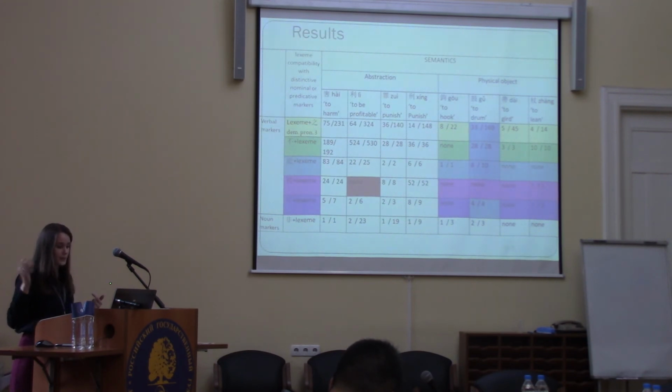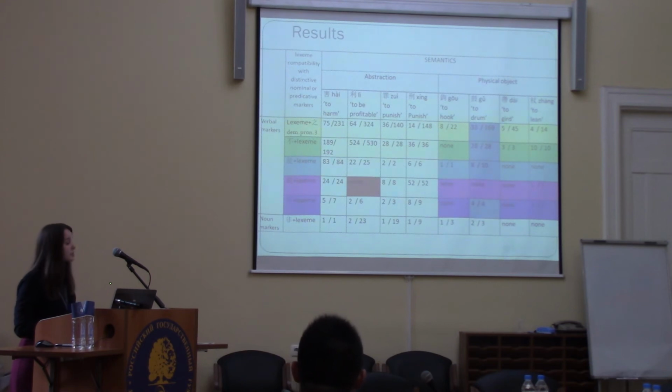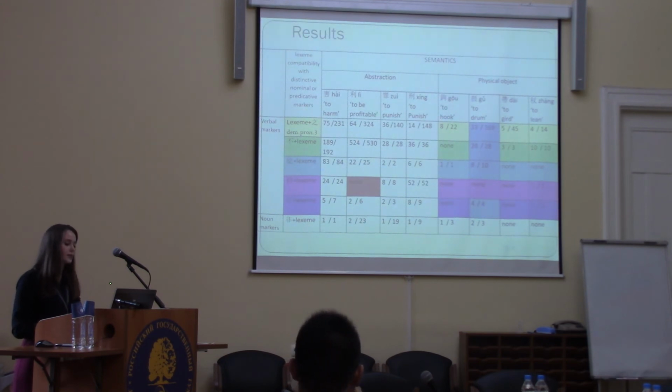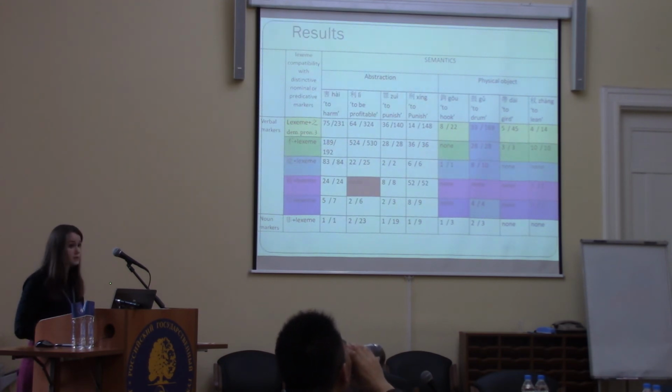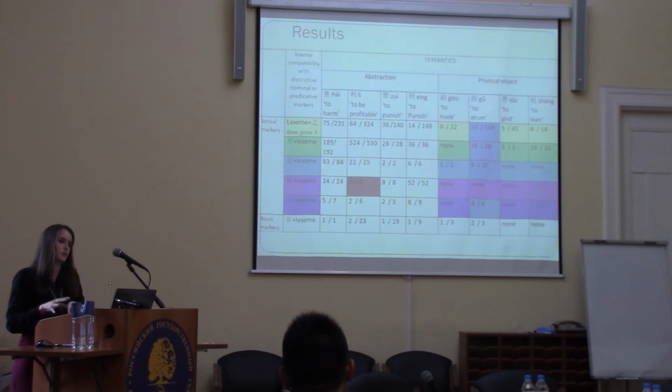And the last ones, two lines, the green line and the yellow line, compatibility with gu and the demonstrative pronoun ju. It is obvious that abstraction noun lexemes are again willing to accept these markers, and physical object noun lexemes have some problems with that. We can say that physical object noun lexemes have some problems with ju, but their numbers are really low. We cannot compare, for example, 75 out of 231 and 4 out of 14. It's just two different situations.